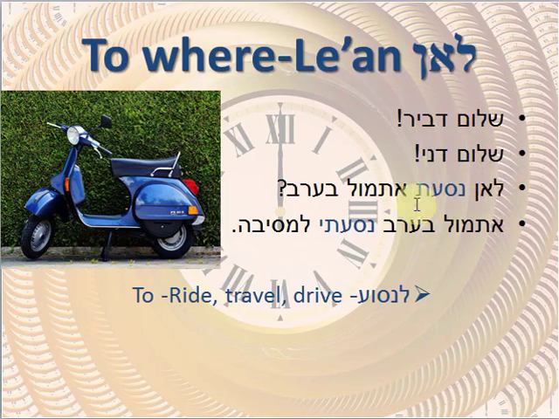Now we know that le'an, by now you should know it, means to where, okay, or where, simply. To where would be more accurate. Nasata, again, drive, travel. Okay, it really depends on the context. Okay, etmol ba'erev, last night.